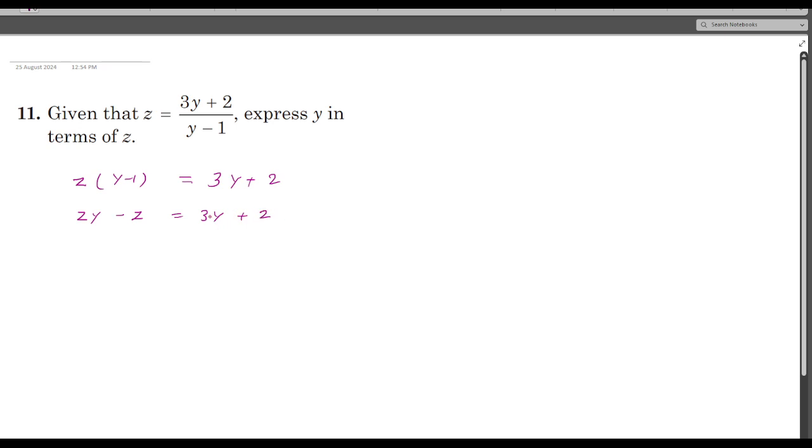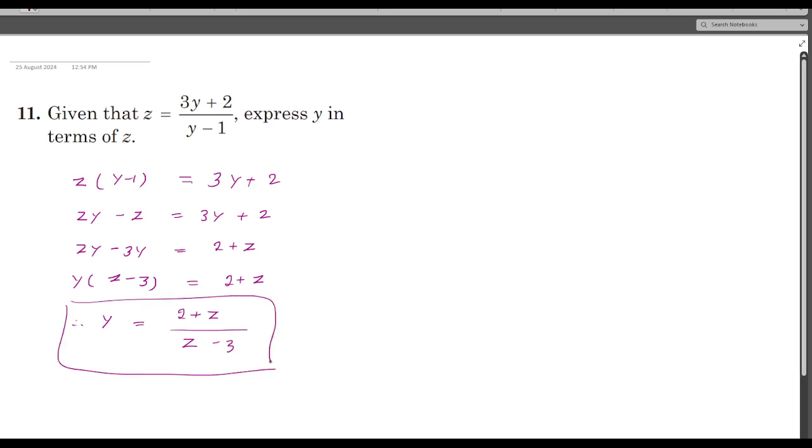Then what we do? Bring this 3y from right to left. So it is zy minus 3y is equals to 2 plus z. We will bring this minus z on the right. Now y we will take common. So it is y times (z minus 3) is equals to 2 plus z, and therefore your y is (2 plus z) whole divided by (z minus 3). So your value of y is 2 plus z upon z minus 3.